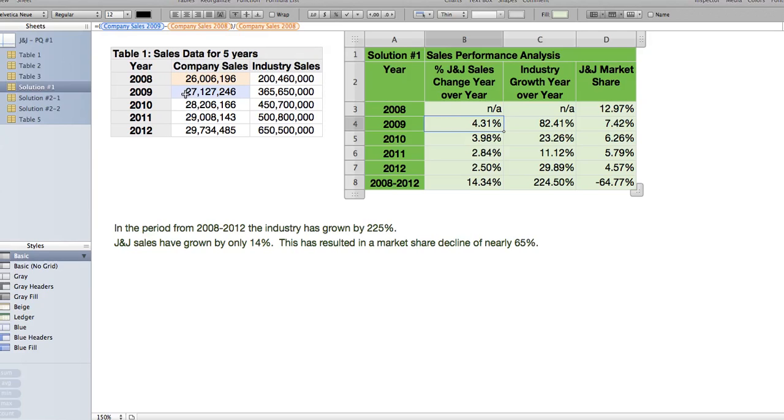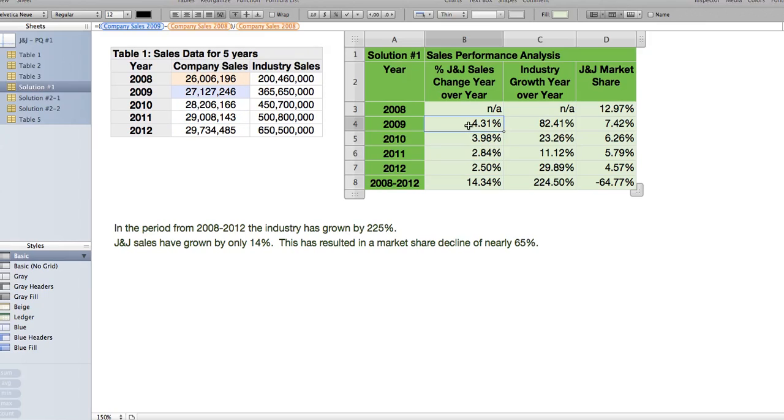So in the period from 2009 to 2008, the company's sales did increase. If we take the difference between the sales in 2009, subtract 2008, and then divide by our base year, that's the year that we're comparing to, 2008, we end up with a 4.31% increase. Had the company's sales actually declined from 2009 to 2008, the difference between these two numbers here would have been negative, and then our percentage would have also been negative. That same formula has been applied for 2010 over 2009, 11 over 2010, and so on and so on.